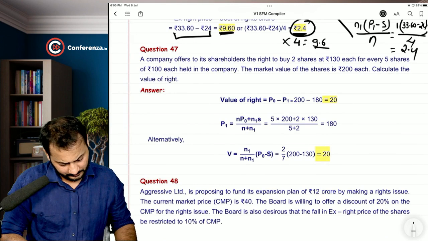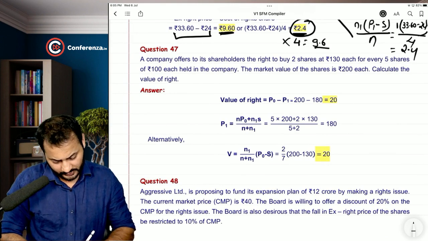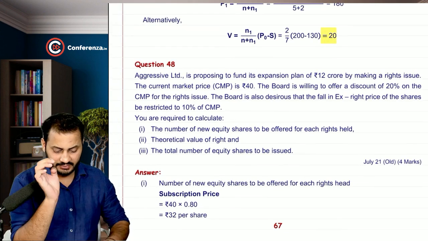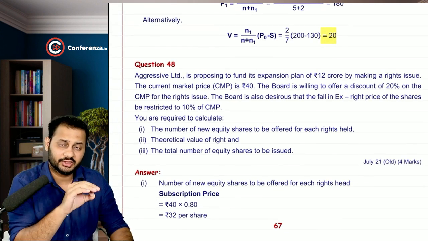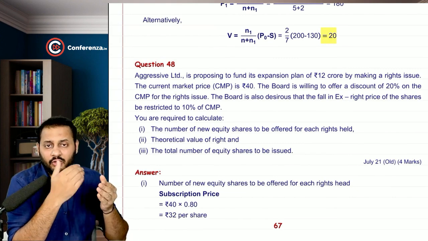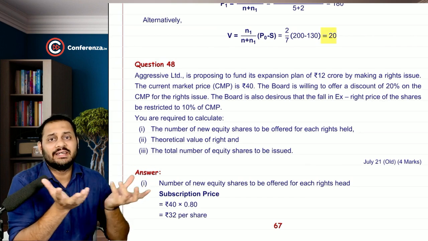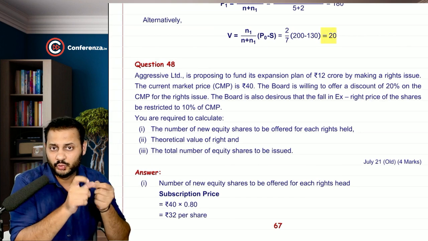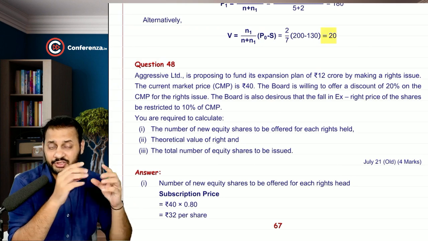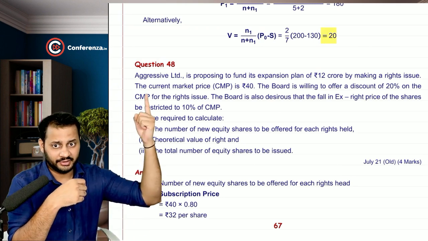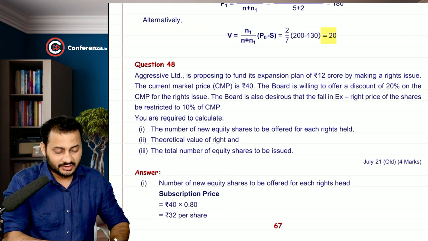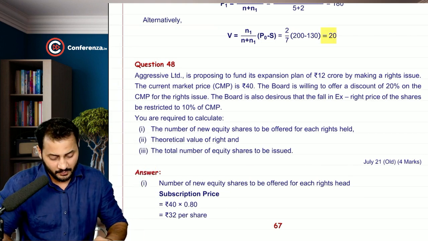I think this will be your homework because it's very easy. I will just take this one, question number 48. Have a look. Aggressive Limited is proposing to fund its expansion plan of 12 crore by making a rights issue. So I told you the basic thing, the moment from where all the rights things start is the need to issue extra funds. The company needs to expand its business and it wants 12 crore rupees, which it wants to raise through a rights issue.